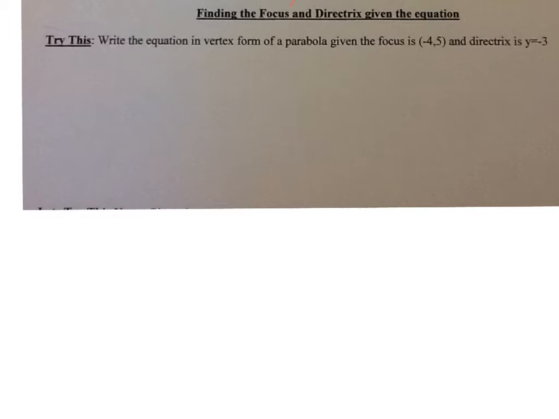Okay, so what we're going to be working on today is finding the focus and the directrix of an equation that is in vertex form. So let's go over what we've been working on. It says write the equation in vertex form of a parabola given the focus, which is (-4, 5), and the directrix, which is y = -3. So let's remember the equation of a parabola in vertex form is (x - h)² = 4p(y - k). So let's draw a picture.